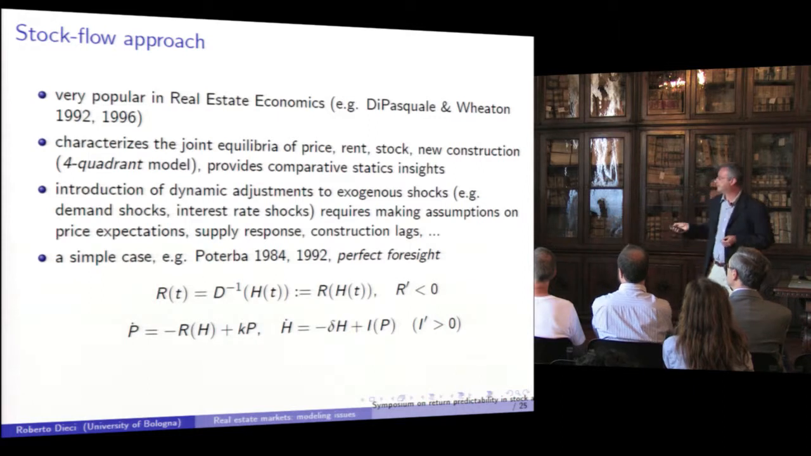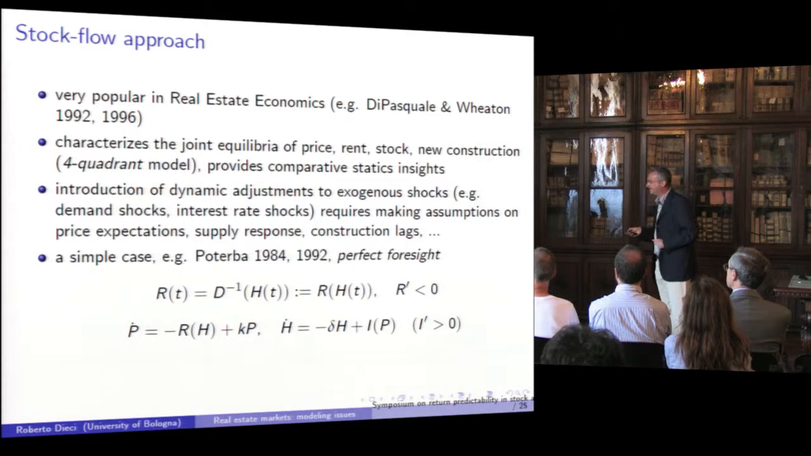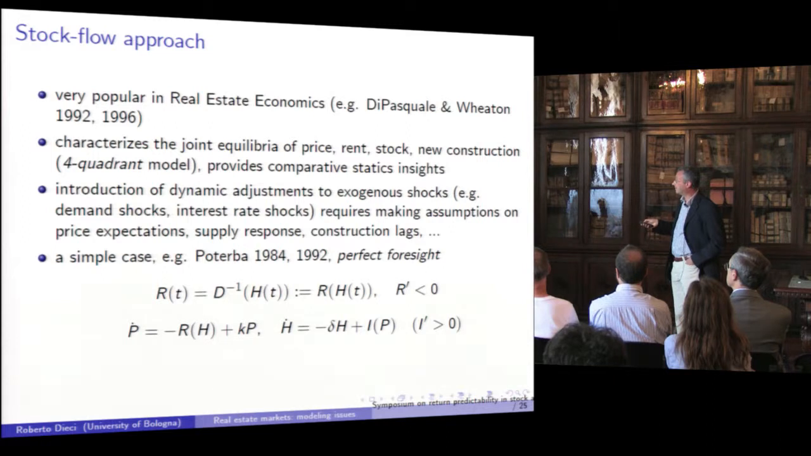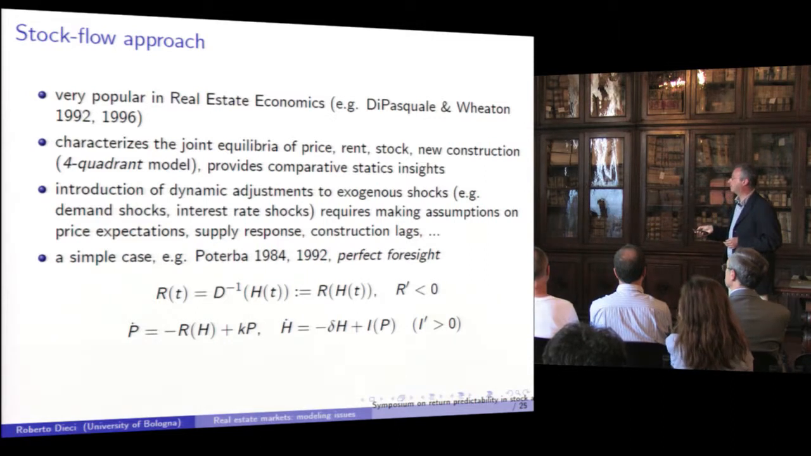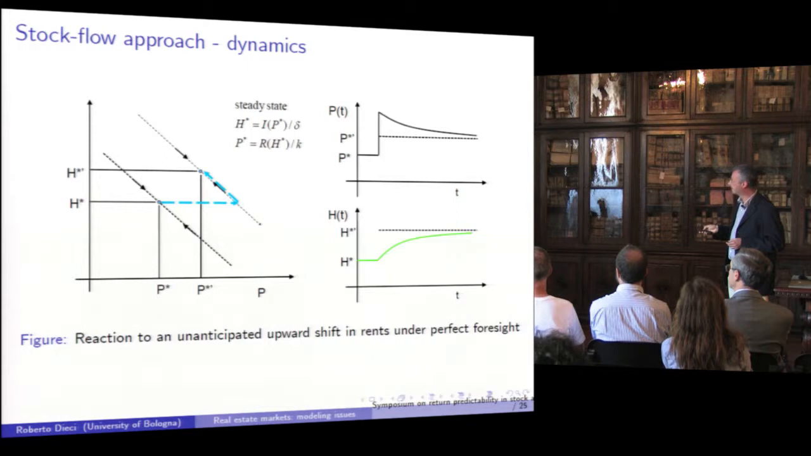A simple case is the model used already by Poterba at the end of the 80s. And it is a perfect foresight model. It is a deterministic model, actually, with perfect foresight, which is a deterministic equivalent of rational expectations, let's say. And it models exactly what I described earlier. There is an equation for the price. This is basically, again, the user cost equation, written in a different manner. And this is the adjustment equation for the stock.